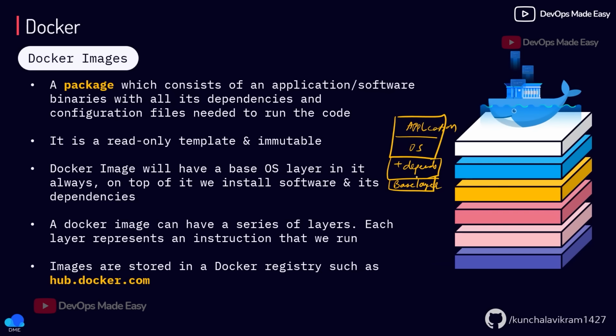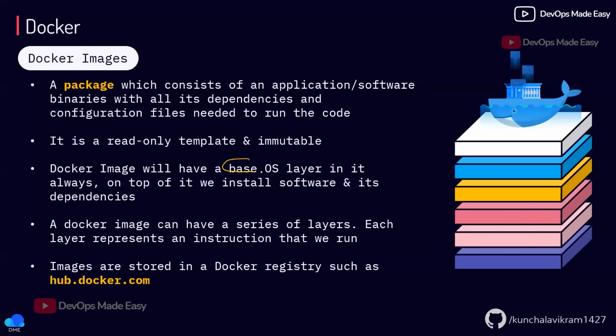Once it is created, you cannot modify it or change it. Of course, you can create a new image, but once a particular Docker image is created, it becomes immutable, which means a container cannot change that particular image. And every Docker image will have a very base OS layer.